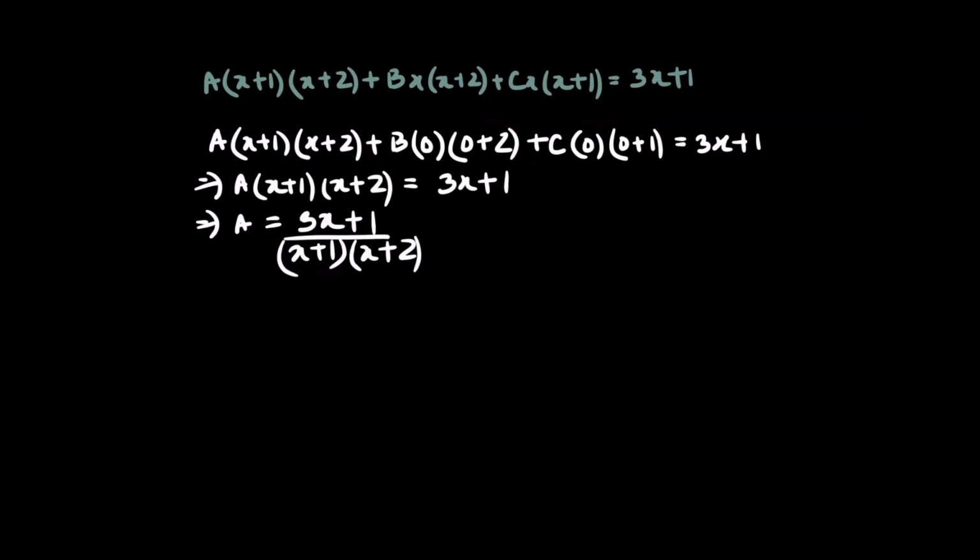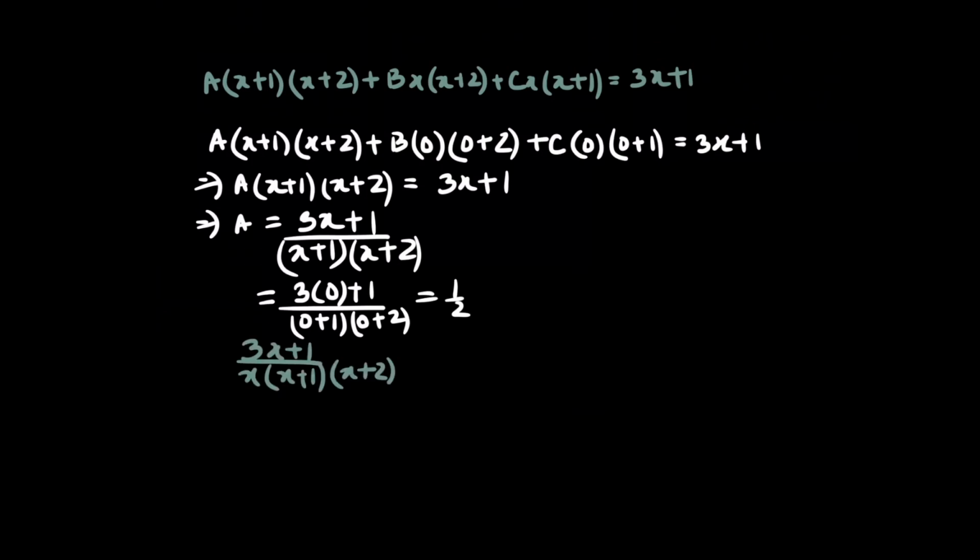So now we end up with something like this, and we get a is equals to 3x plus 1 by x plus 1 into x plus 2. And again here, we will put x equals to 0 so that we end up with the value of a as half. Similarly, in our shortcut, if you'd remember, we put x equals to 0 in our question, which was 3x plus 1 by x into x plus 1 into x plus 2.